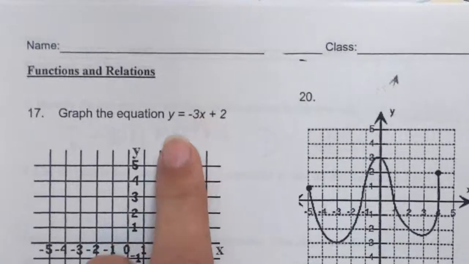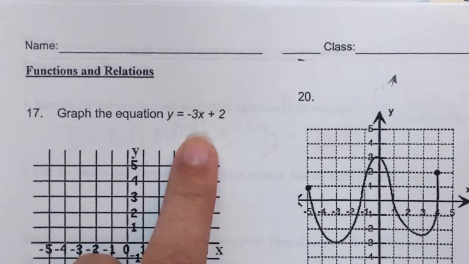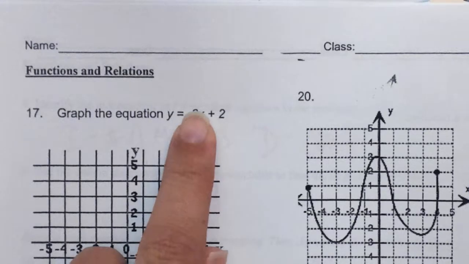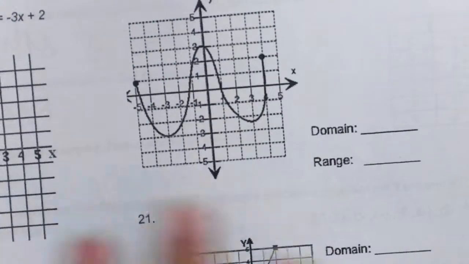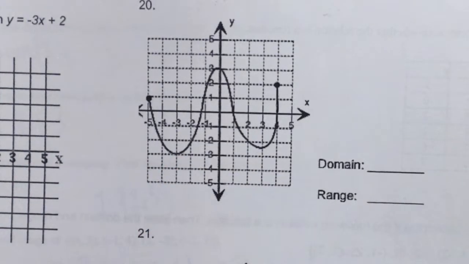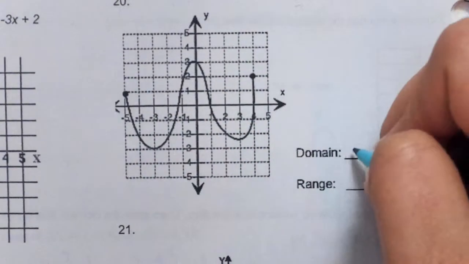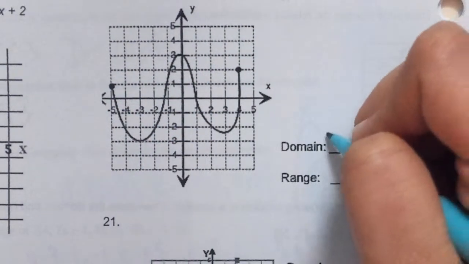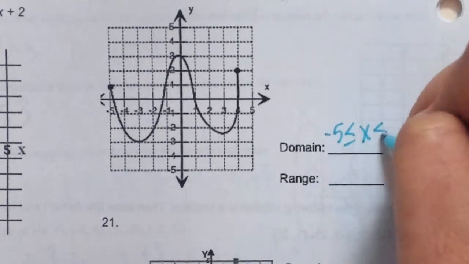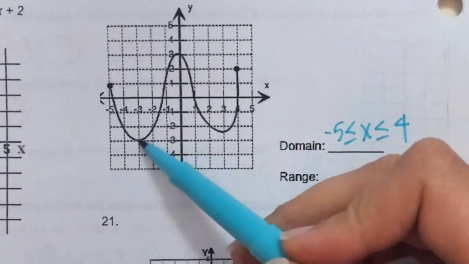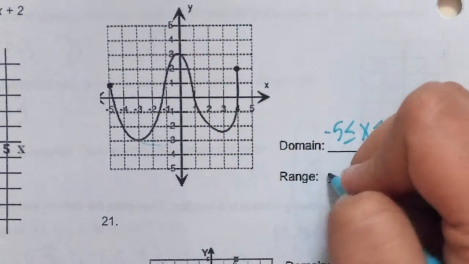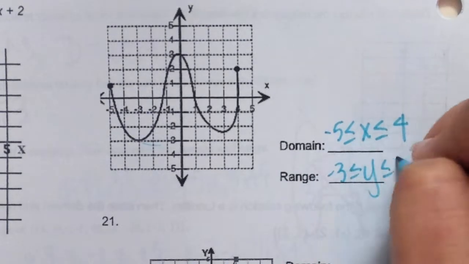So you should be able to graph because that's what we just did, right? So you can pick any x values. Now number 20, it says to list the domain and range. So the domain is all of the x values from -3 to 4. I'm sorry, -5 to 4. So it would be -5 to 4, and you'd write it like that. And then your range is from -3 to 3, right? So it'd be -3 to 3.